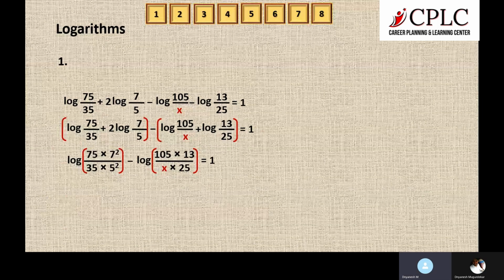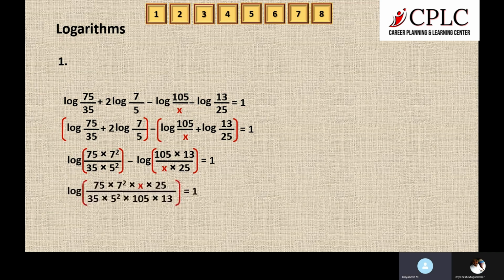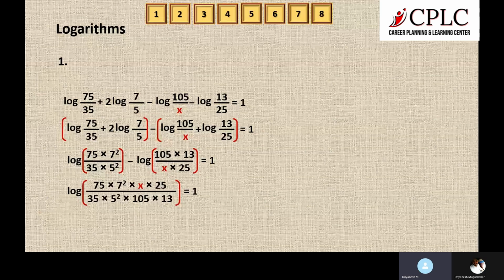Now what we have is log a in the first bracket minus log b in the second bracket. For addition, we multiply the terms, so for subtraction, we should divide them. So log of a minus log of b is log of a upon b. All we need to do is divide this and cancel out the common multiples from both numerator and denominator.